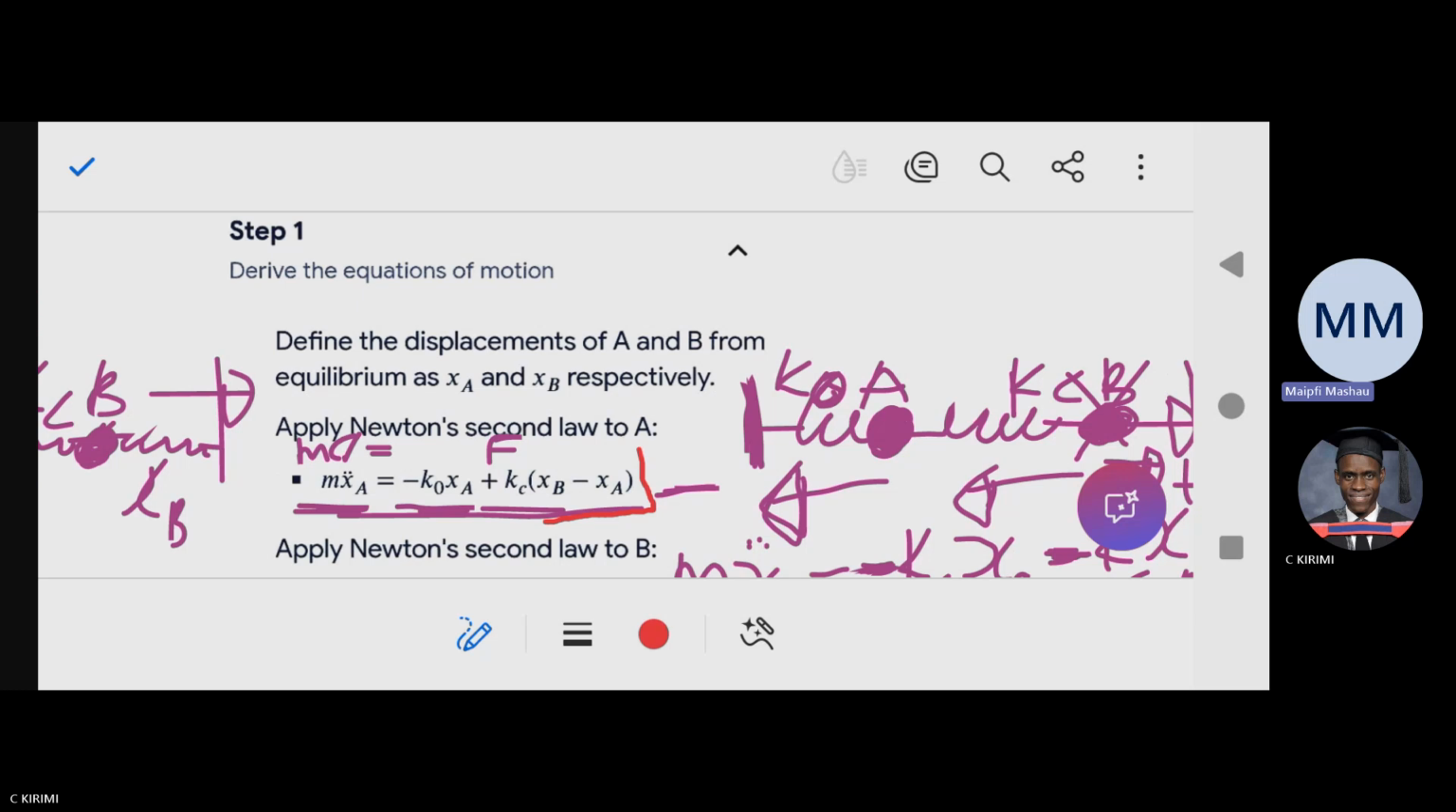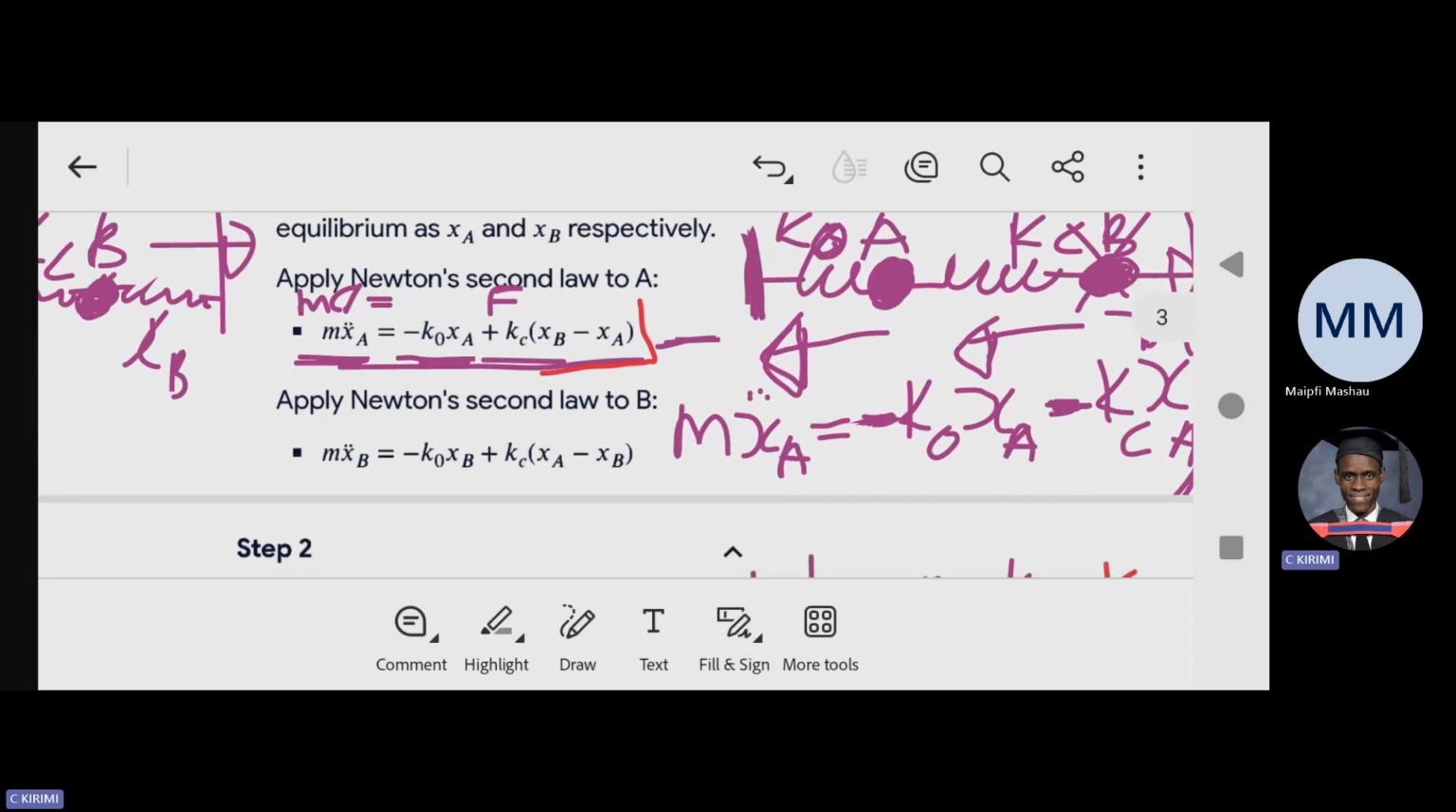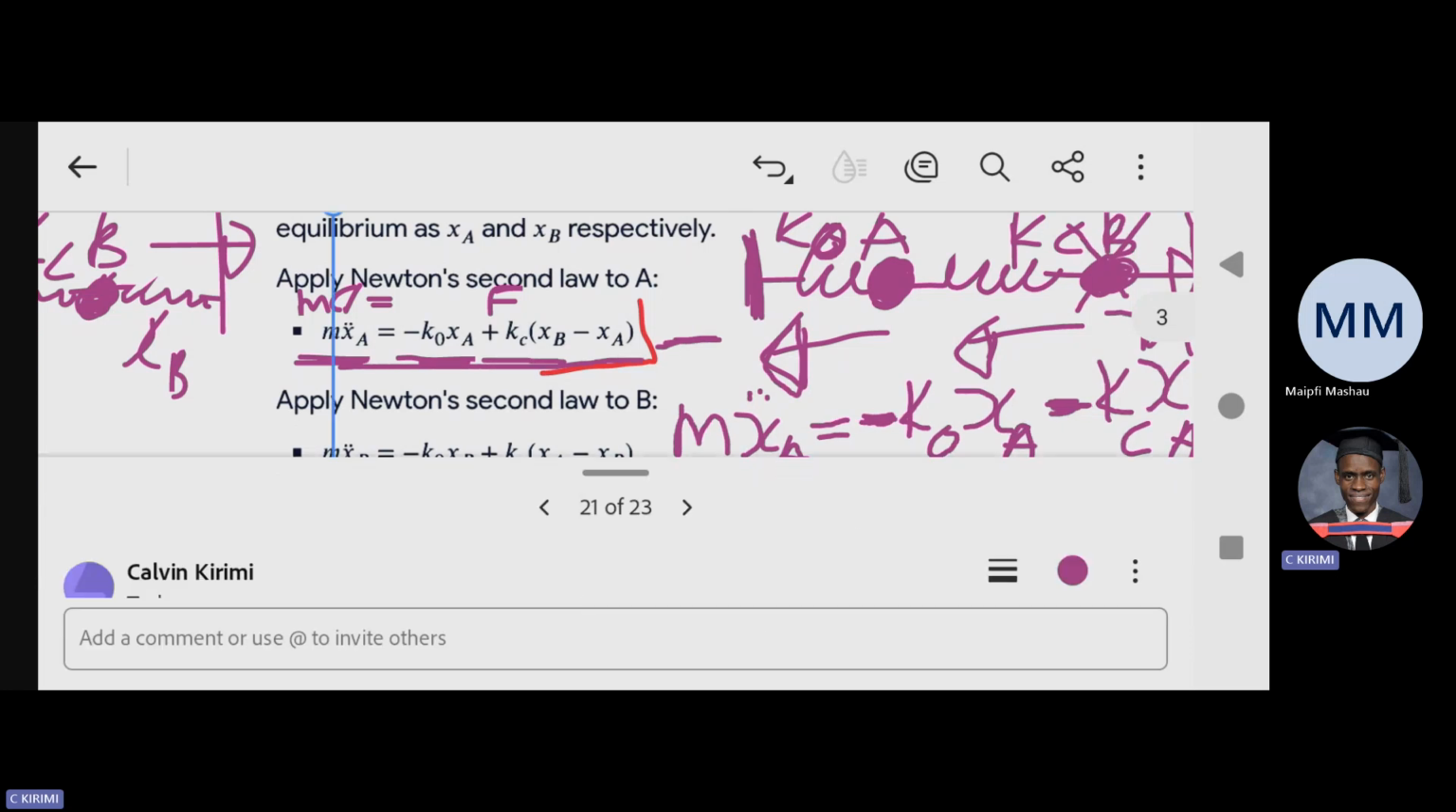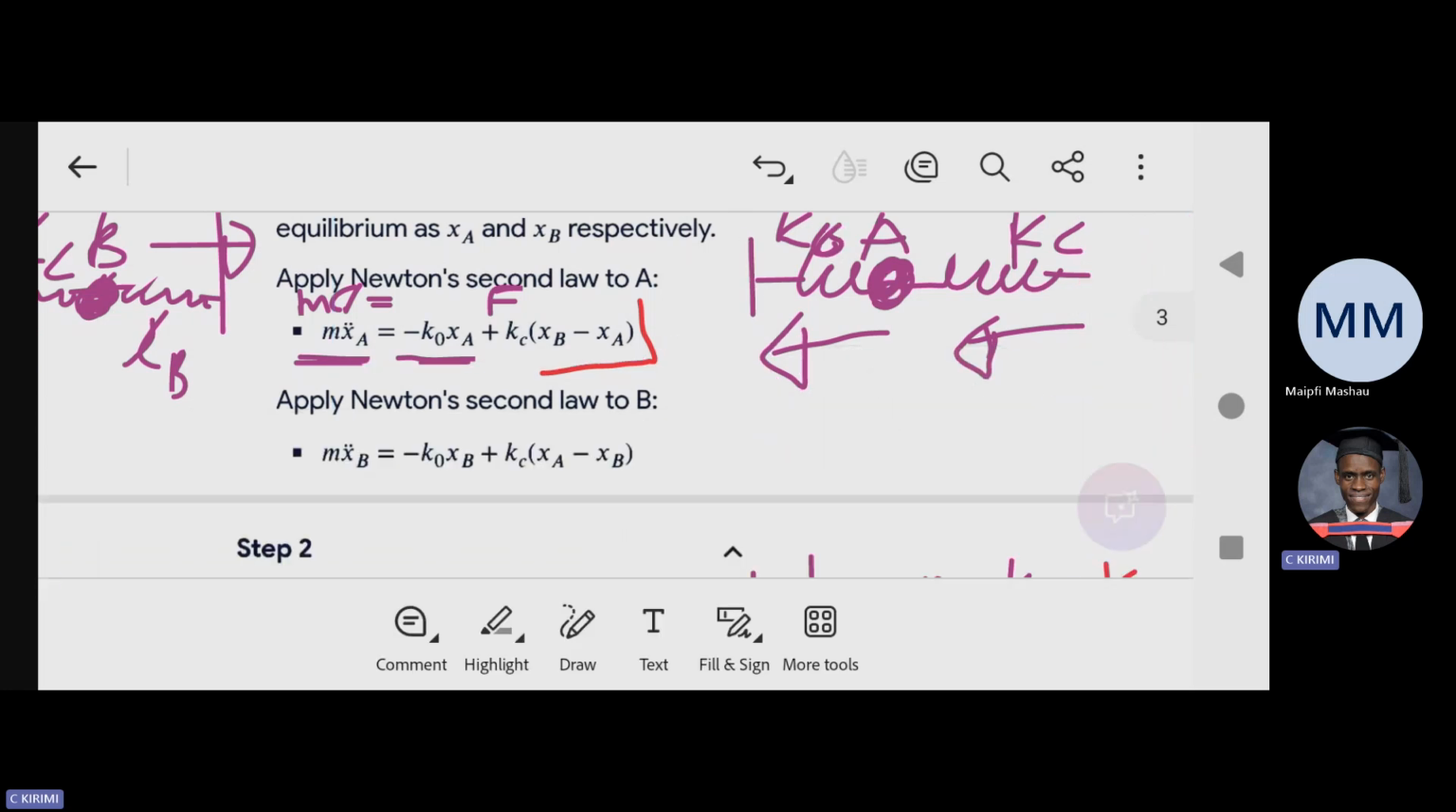No, I think I'm clear. Then you do the same. You apply the law of motion to A, then you also apply the law of motion to B. You don't apply it to A only. You apply it to A, and you also apply it to B.